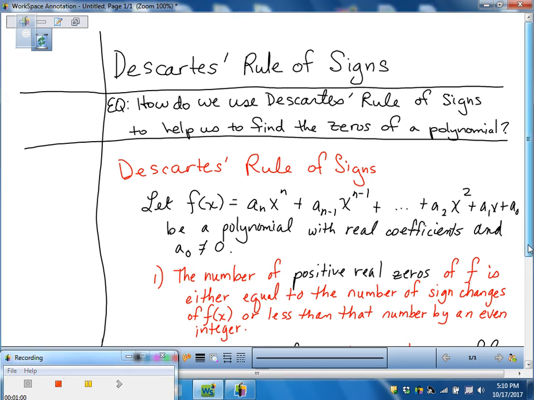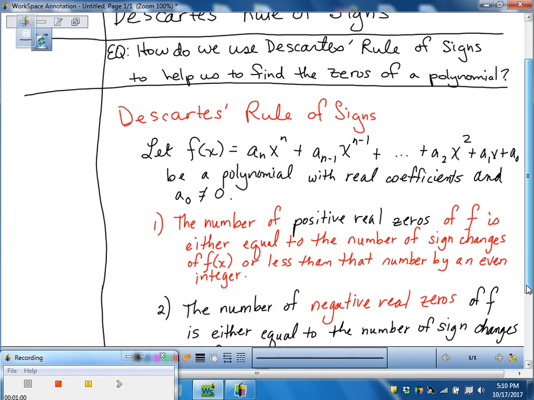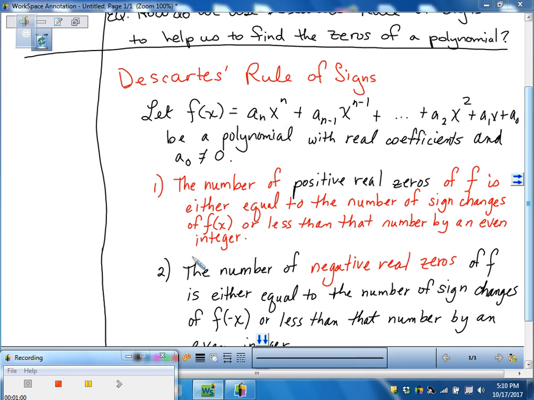So Descartes' rule of signs has two parts to it. Assuming that we have this polynomial, the number of positive real zeros of f is going to be either equal to the number of sign changes between the terms of our function, or it's going to be less than that number by an even integer. So if I have 3 sign changes, then if I go down by an even integer, it's possible that I might also only have 1 positive real zero. We'll look at that in a minute on an example.